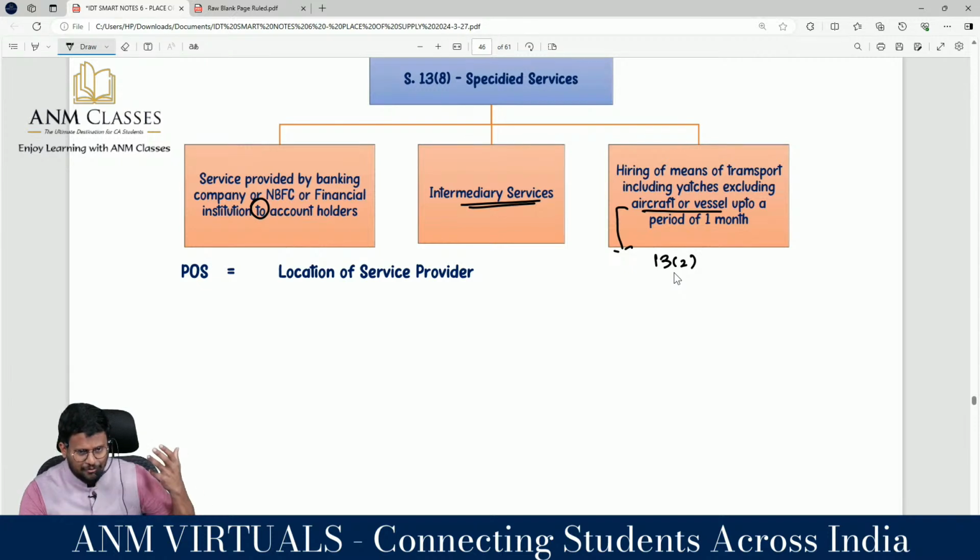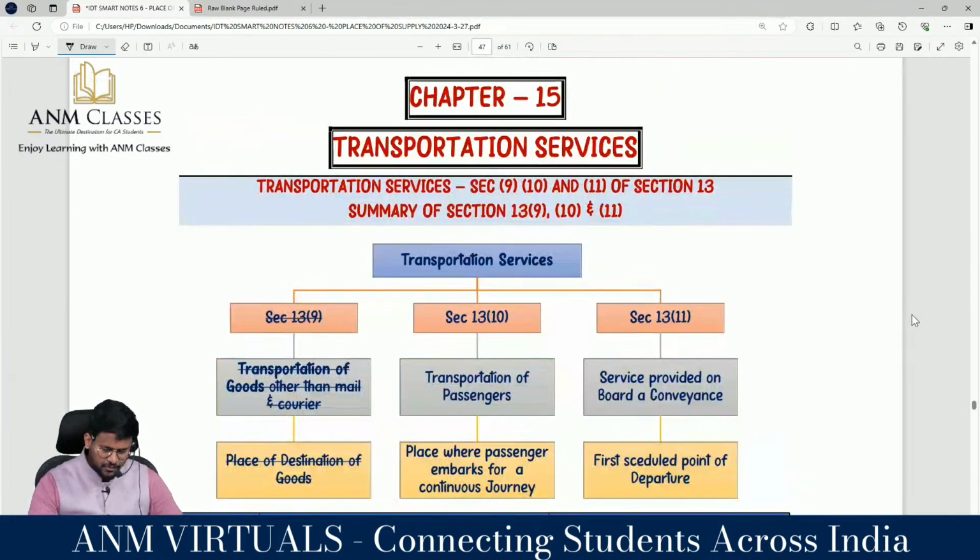Other than aircraft and vessel, you have to check whether it is up to 1 month or beyond 1 month. If it is up to 1 month, provisions of 13.8 will be applicable. Otherwise, even for that, provisions of 13.2 will be applicable. Understood? Yes, sir. Place of supply is the location of the service provider. Place of supply is the.